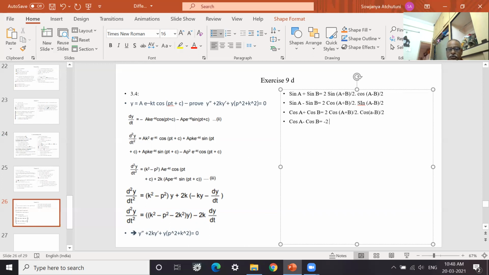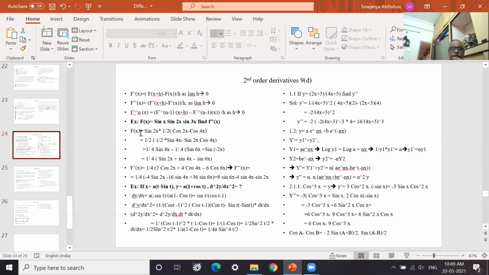Equal to minus 2 sin((A+B)/2) into sin((A−B)/2). So whenever in differentiation we get a product, we should be able to convert it into separate terms, so that I can do differentiation of sin x, and here also I can do. How can I do it? In the UV process. Let us see in a UV way. Can we do it the UV way?